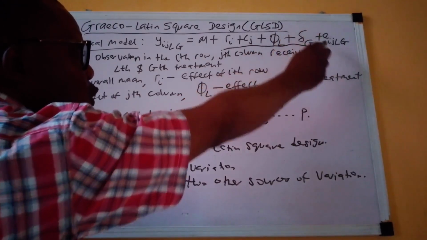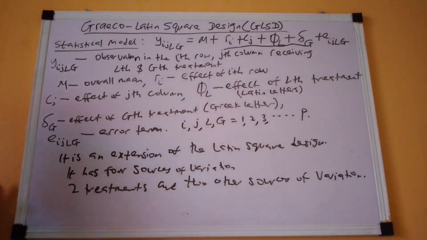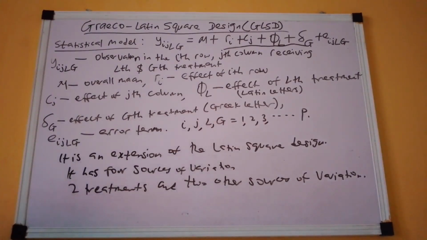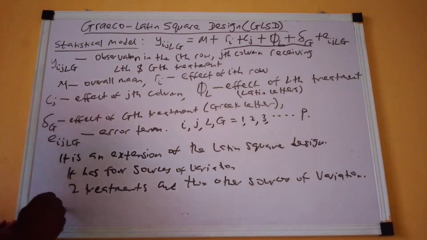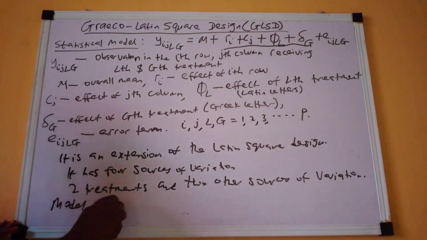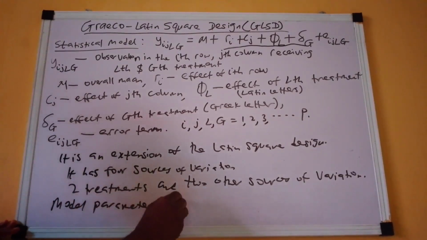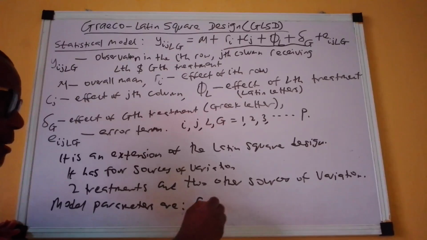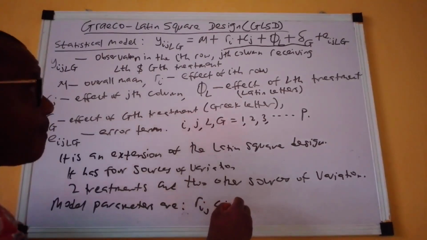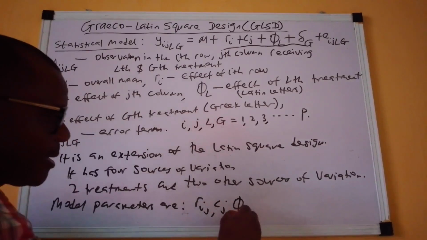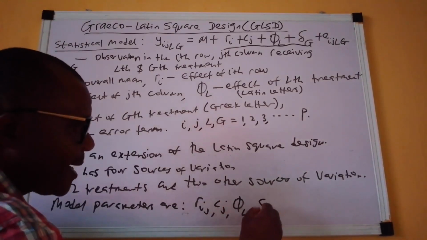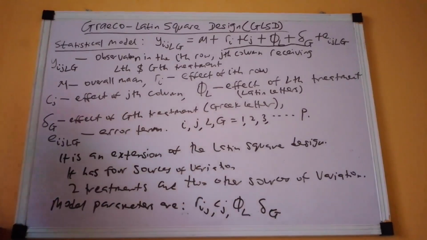So this is the additional source of variation that makes the Greco-Latin square design different from the Latin square design. It is as easy as that. The model parameters are the R_i, the C_j, the phi_l, and the delta_g. So these are the model parameters.